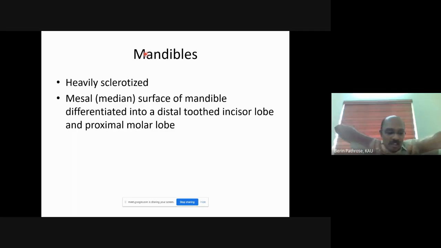There will be labrum over here, and the medial surface or the mesial surface, that means the inner surface of the mandible, is differentiated into a distal area, that is the tip of the mandibles, having tooth-like incisors. You might have studied about the types of our teeth. These are incisors, canines, premolars, and molars. You might have studied during your biology course. The incisors are used for cutting purpose. Molars are used for chewing purpose.